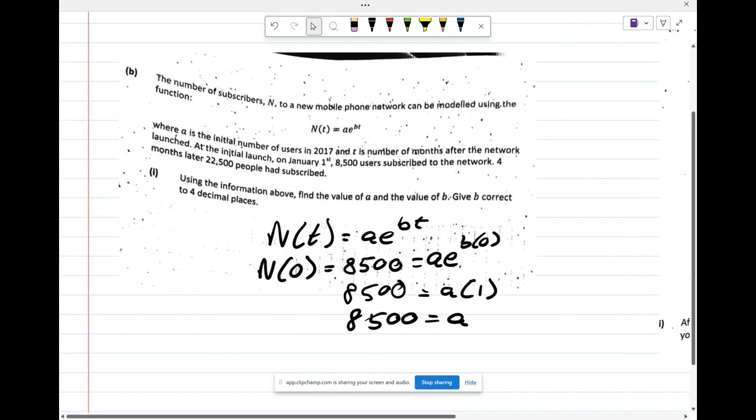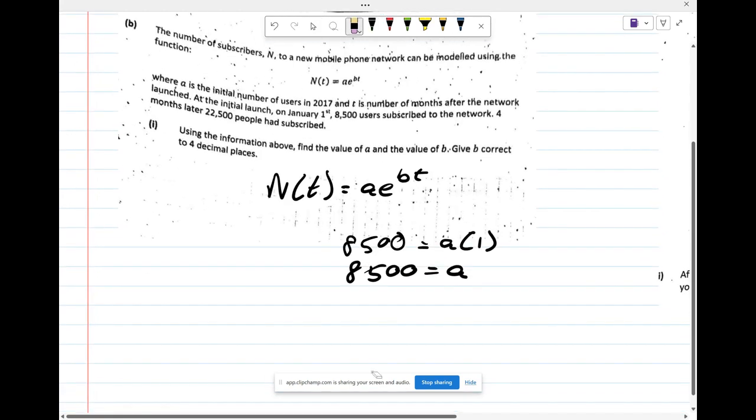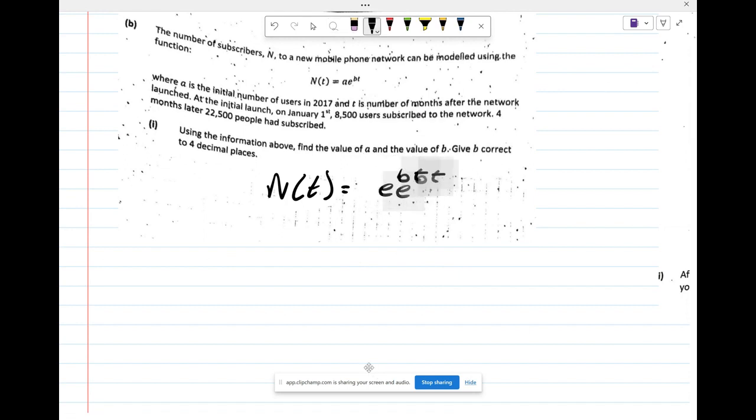Perfect. So now we can update our function up here. Instead of A, we can have 8,500 times e^(bt). And now we want to find b. So we've kind of hit a wall here. Don't know where else to go. We're going to need some other bit of information. And the bit of information we haven't used in the question is 4 months later, 22,500 people had subscribed.